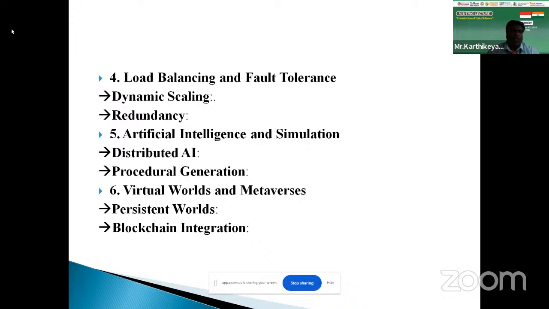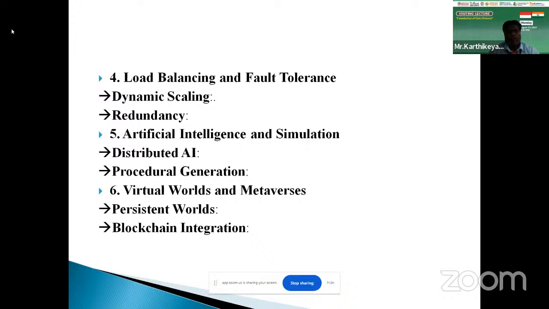And next one, artificial intelligence and simulation. This is going to follow distributed AI and procedural generation. Distributed AI in simulation means advanced AI systems in games often run on distributed computing platforms to manage complex behavior and simulation. Techniques such as distributed reinforcement learning and parallel processing enable sophisticated and large scale simulation.